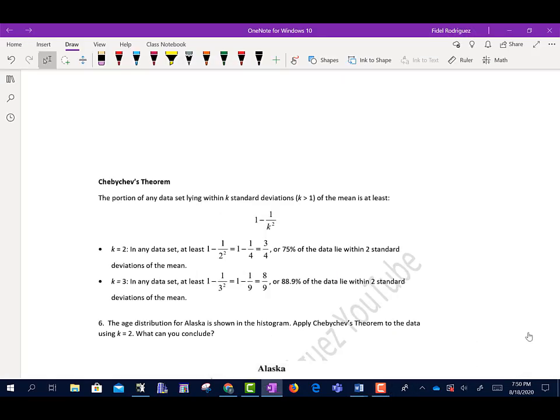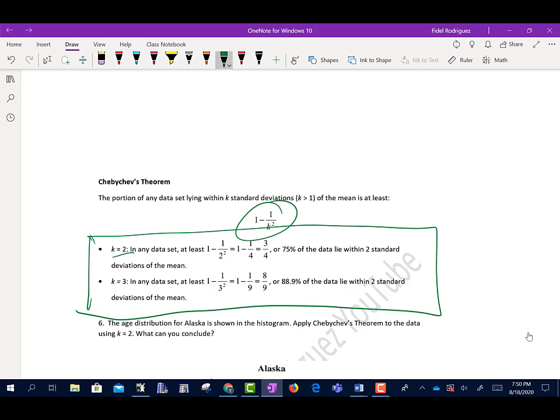The next part is something called Chebyshev's theorem. It says any portion of any data set lying within k standard deviations, where k is bigger than 1, is given by this formula right here. When k equals 2, 1 minus 1 over 2 squared is the same thing as 1 minus 1 over 4, or 3/4, which is 75%. When k equals 3, we do 1 minus 1 over 3 squared, which is 1 minus 1/9, the same thing as 8/9, or 88.9%.